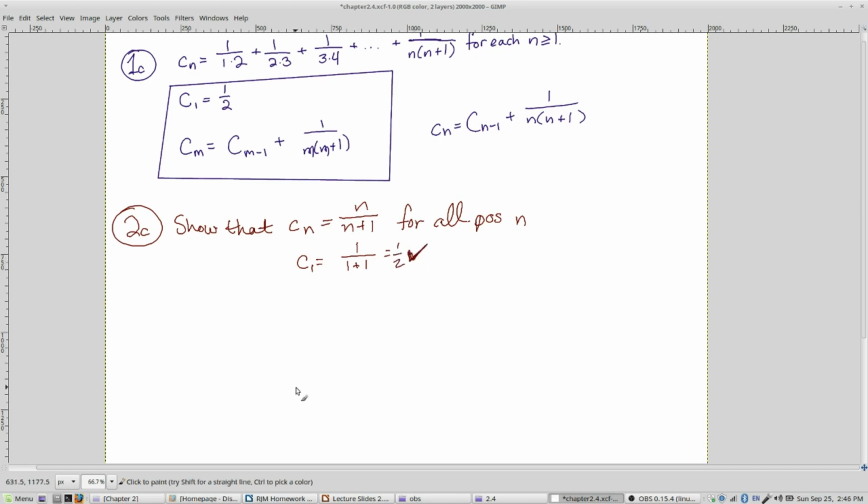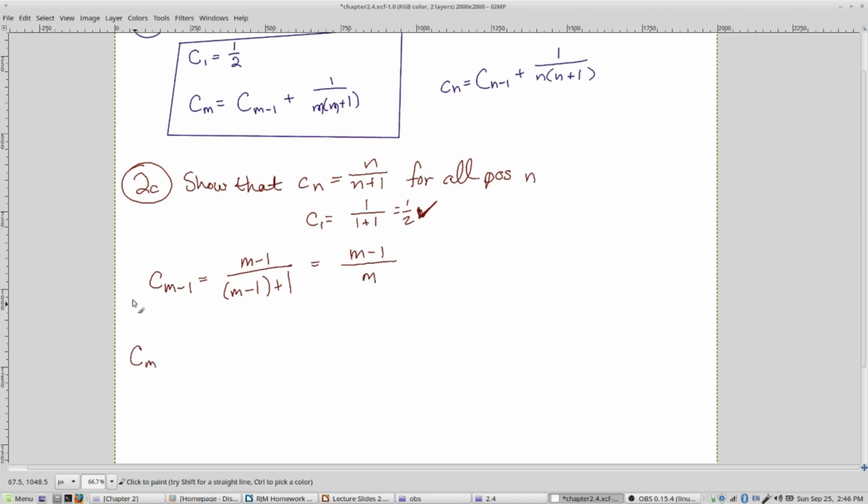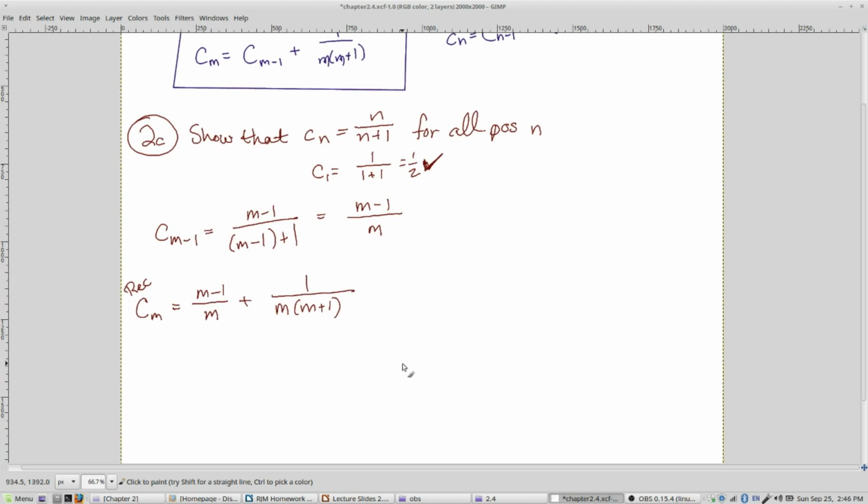And then we start thinking in terms of m minus 1. So C sub m minus 1, using this formula here, will be m minus 1 over m minus 1 plus 1. And let's simplify that a little bit. M minus 1 over m. So this is the value of C sub m minus 1, and we can plug it into our recursive formula. So C of m, remember this is the recursive, is equal to m minus 1 over m plus 1 over m times m plus 1. I'm putting the denominator first here. So that is what we're going to have to solve to try to get back to this form.